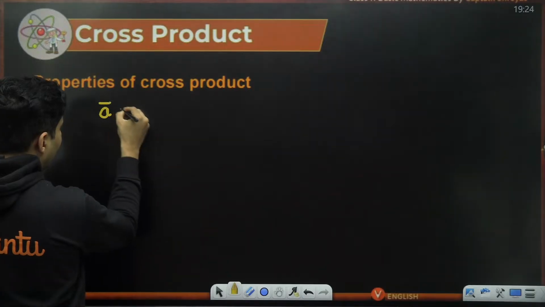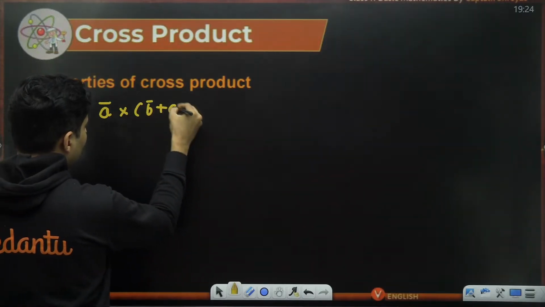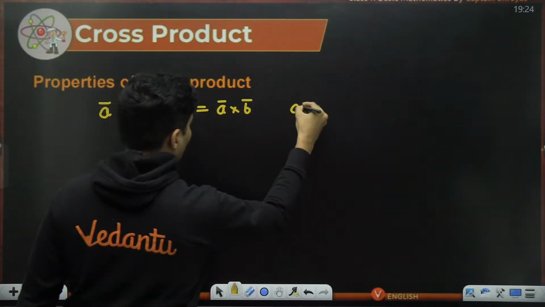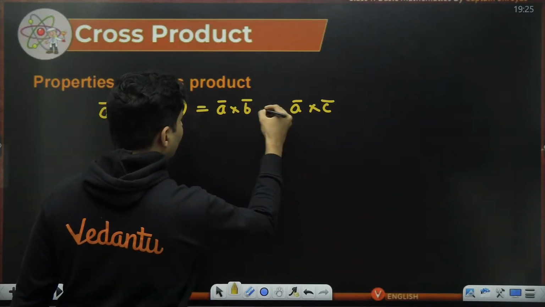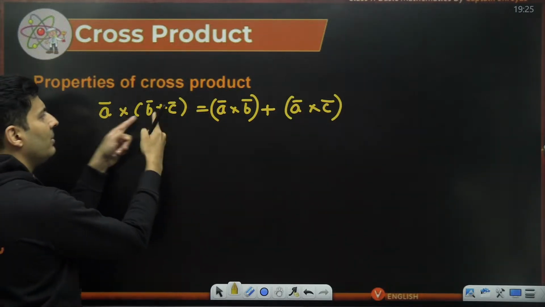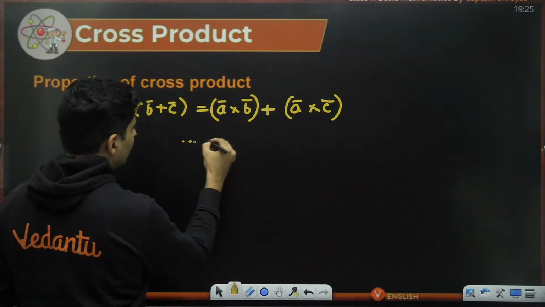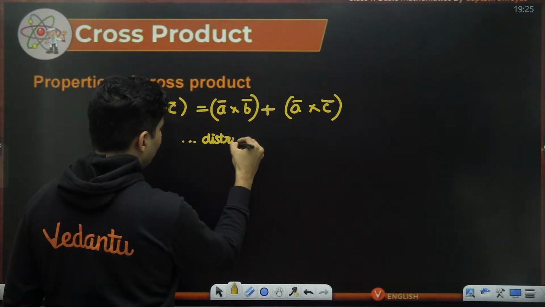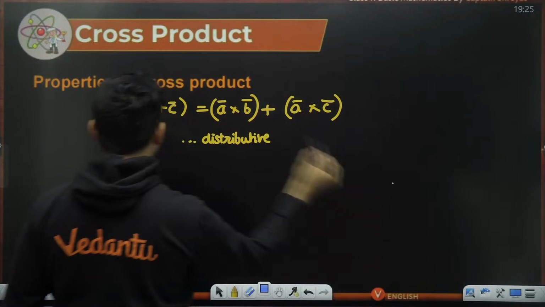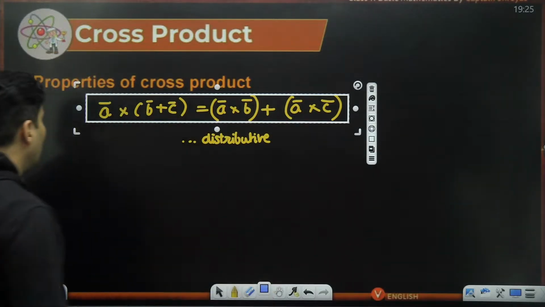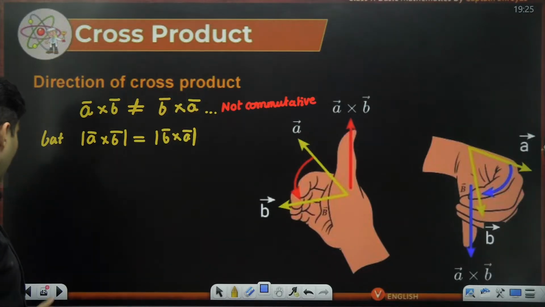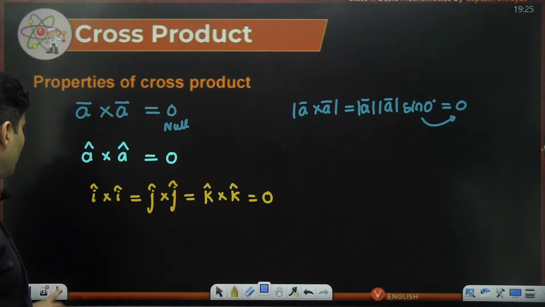That means A cross (B plus C). If I add two vectors and multiply, I have to multiply them separately, A cross B and A cross C, and then I can add them. That is also fine. So I can distribute A with B and C. This property is your distributive property. So this property is definitely followed, but commutativeness is not followed. It is not commutative. Please keep this in mind. Other things I have told you over here.